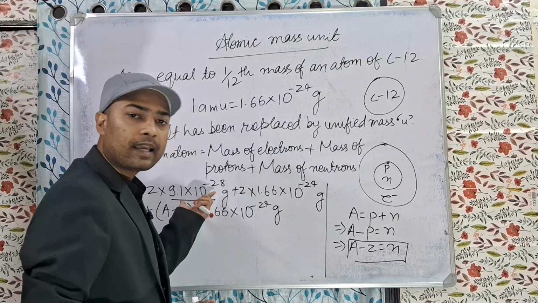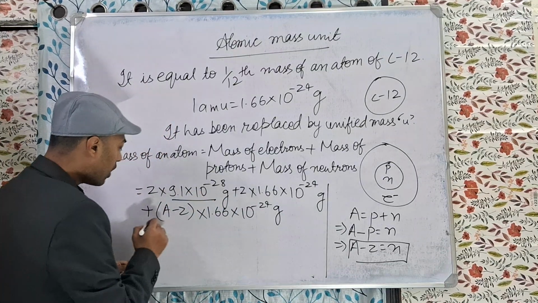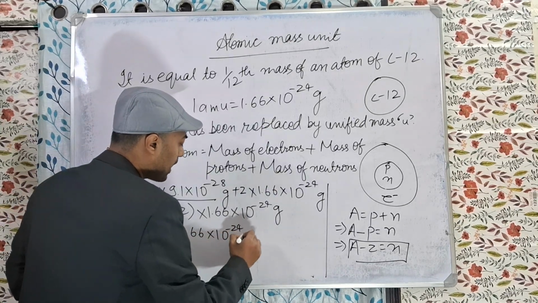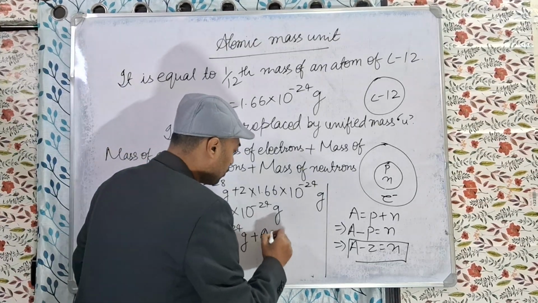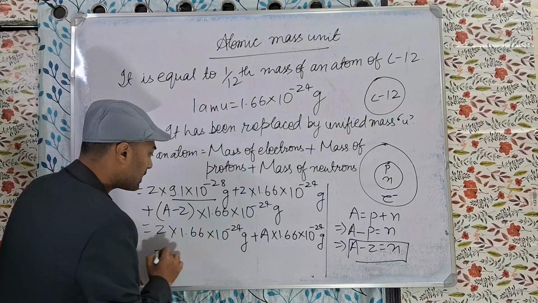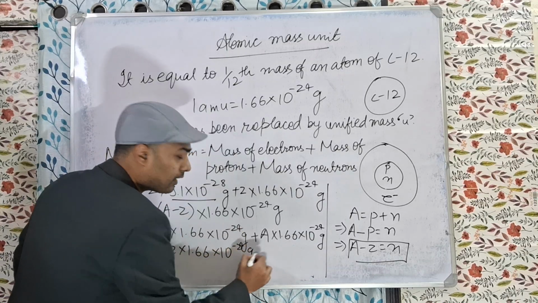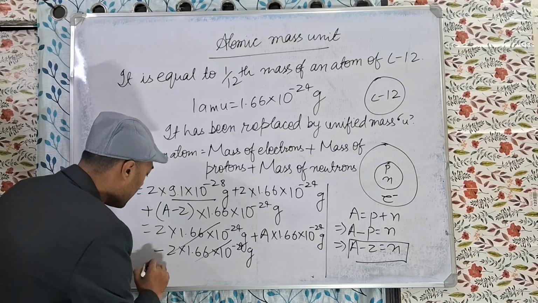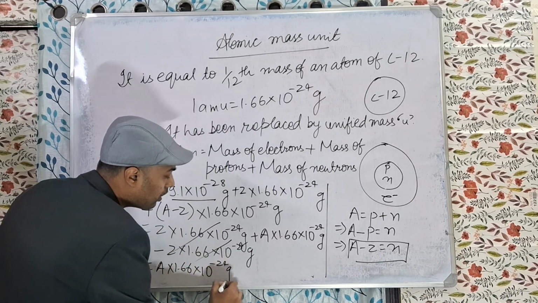That is why it is ignored when we calculate the mass of an atom. Okay, so we ignore this value, and now what is left over here? Z into 1.66 into 10 power of minus 24 grams plus, now if you open this bracket, what did you get? A into 1.66 into 10 to the power of minus 24 grams minus Z into 1.66 into 10 to the power of minus 24 grams. Okay, now since these two values are same, we can cancel it, and what do we get? A into 1.66 into 10 to the power of minus 24 grams.